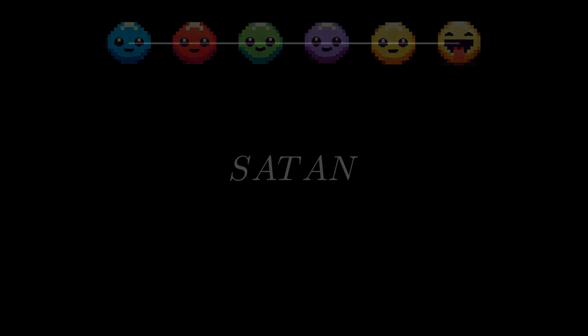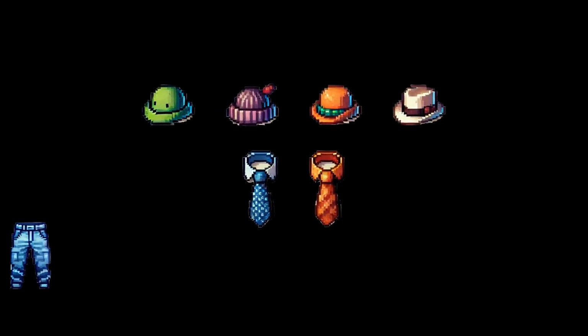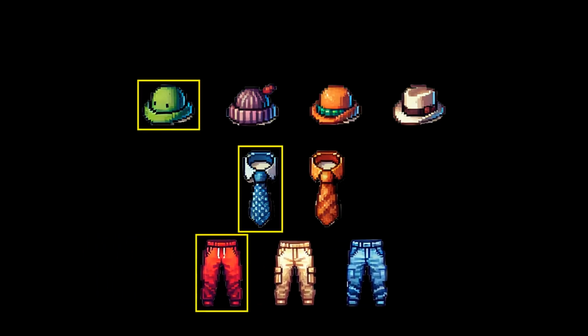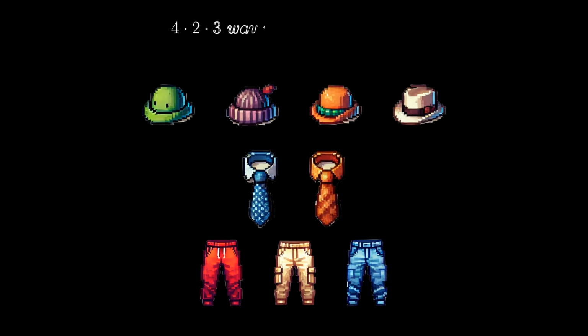When dealing with combinations, we can use the rule of product. Let's take a simple example. If you are choosing an outfit and you have 4 different hats, 2 different ties, and 3 different pairs of pants, you can determine the total number of outfit combinations by multiplying 4 times 2 times 3. This is called the rule of product.